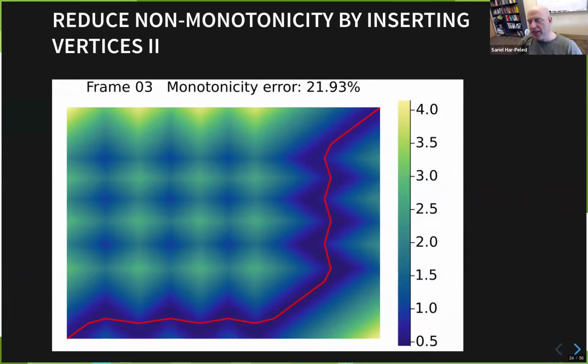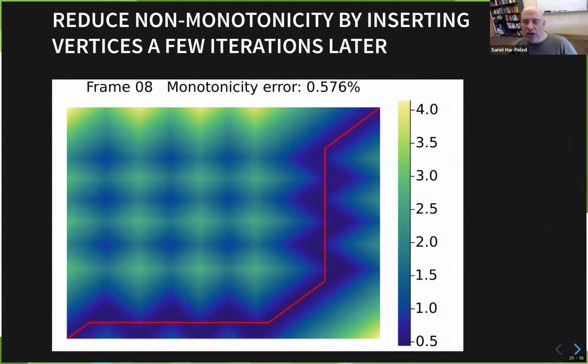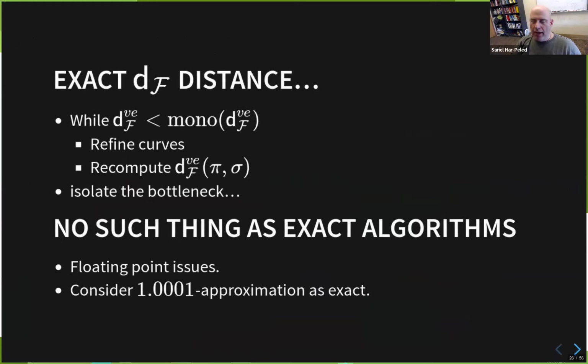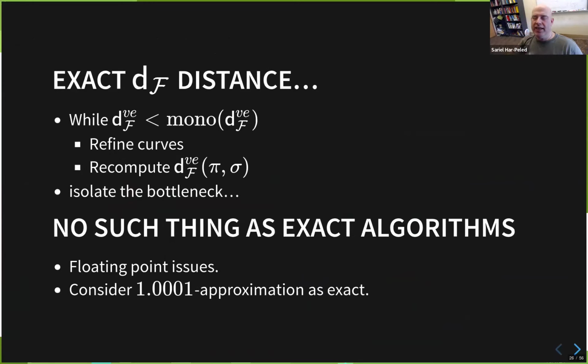This process had very few vertices. So, you repeat it like 3 times, the zigzags are already pretty small. And you do it a few more times, and essentially it's already hard to see. And then, of course, if you really want a monotone morphing, you just do the brute force monotonization on that, and you're done. And that gives us a very natural algorithm for computing the exact Fréchet distance, while this vertex edge distance is smaller than the distance we get from the monotonization.